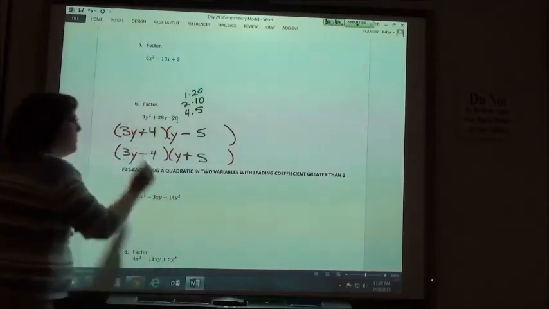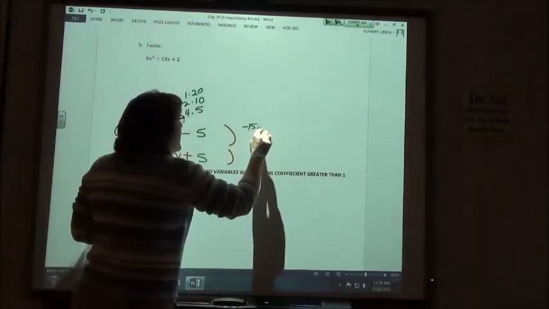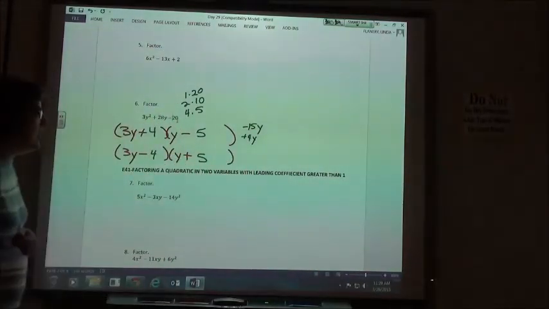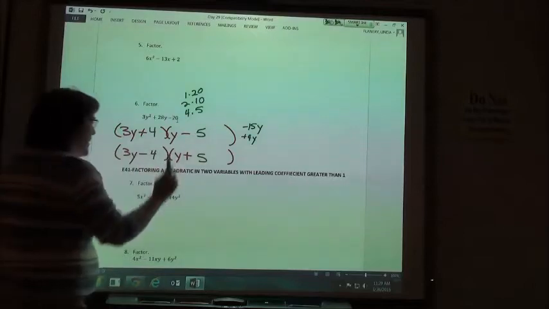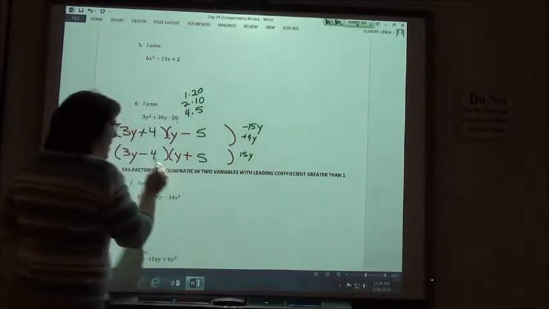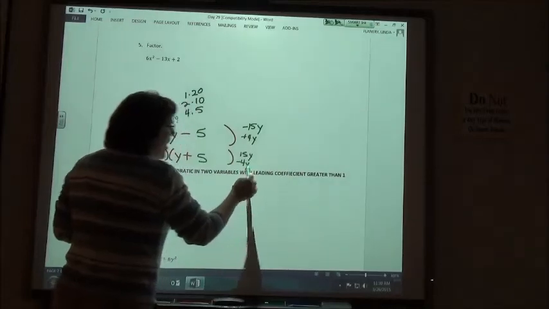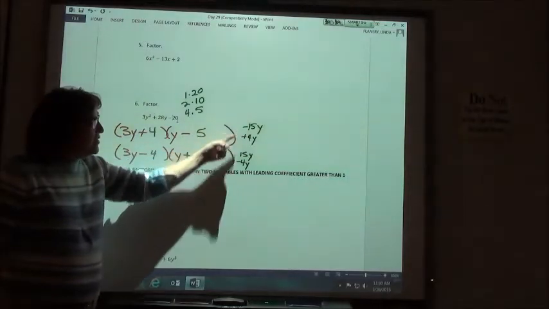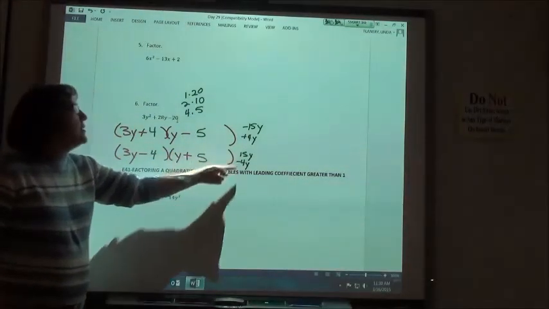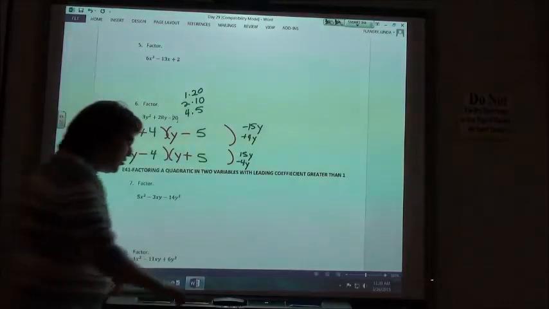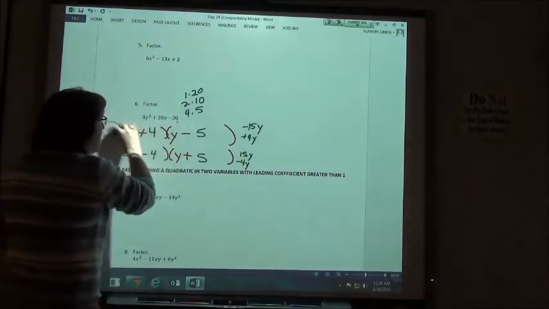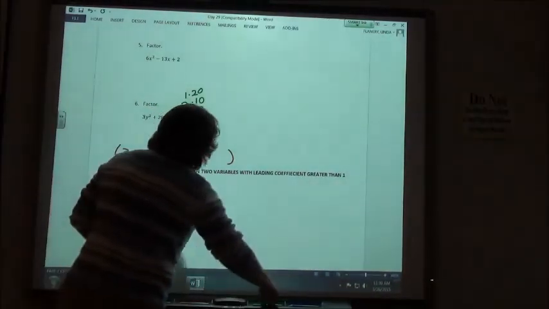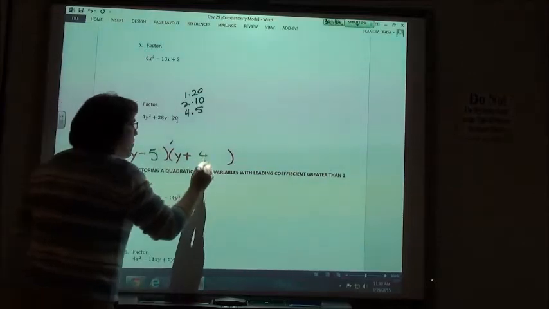My outside product is negative 15y. My inside product, positive 4y. That's not going to give me the right answer. Here, my outside product is 15y. My inside product is negative 4y. Notice my numbers are the same, just the signs are different. This one gives me a negative answer, and this one gives me a positive answer. Still not the right answer, but it is positive. So that tells me that probably I'm not going to use this one. I'm going to use this one and switch my signs or my numbers around and try it that way.